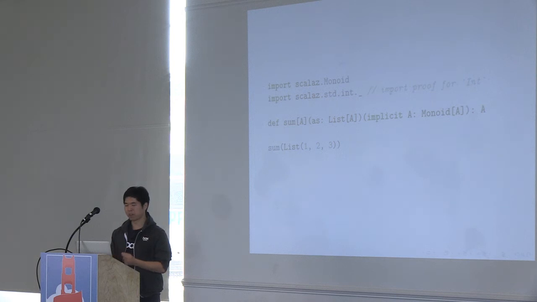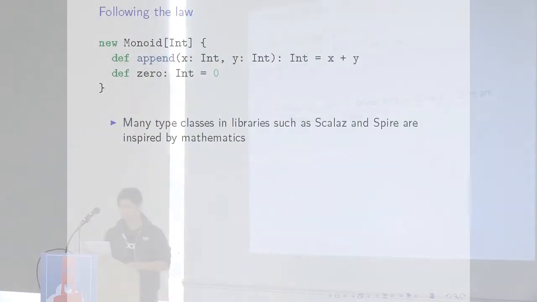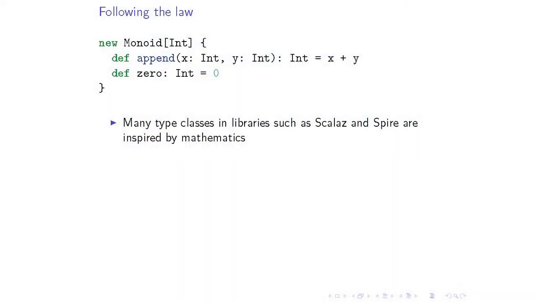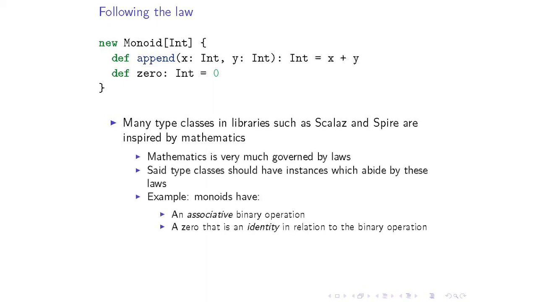We can go a bit further with the idea of a monoid. Many of the type classes in libraries such as Scalaz and Spire, earlier I mentioned we had monoids, semigroups, rings, fields, functors, are inspired by mathematics, right? Especially abstract algebra, group theory and category theory. And mathematics, as we all know, is very much governed by the idea of laws. So for instance, for the notion of a monoid, we don't care just that it has a binary operation. We care that it has an associative binary operation.